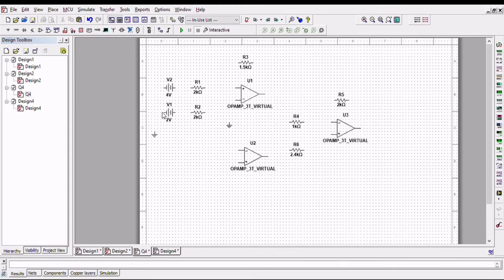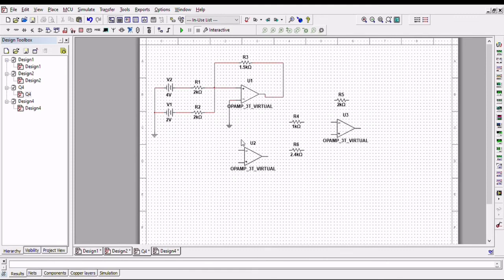Okay, this 2 volt connects with the ground, and this 4 volt also connects with the ground. So this 4 volt connects with 2K, 2 volt connects with 2K also here. This 2K connects with the V plus. This 2K also connects with the V plus. So this V minus is connected with the ground. Okay, so this 1.5K connects with the V plus also and connects with the V output 1 here.